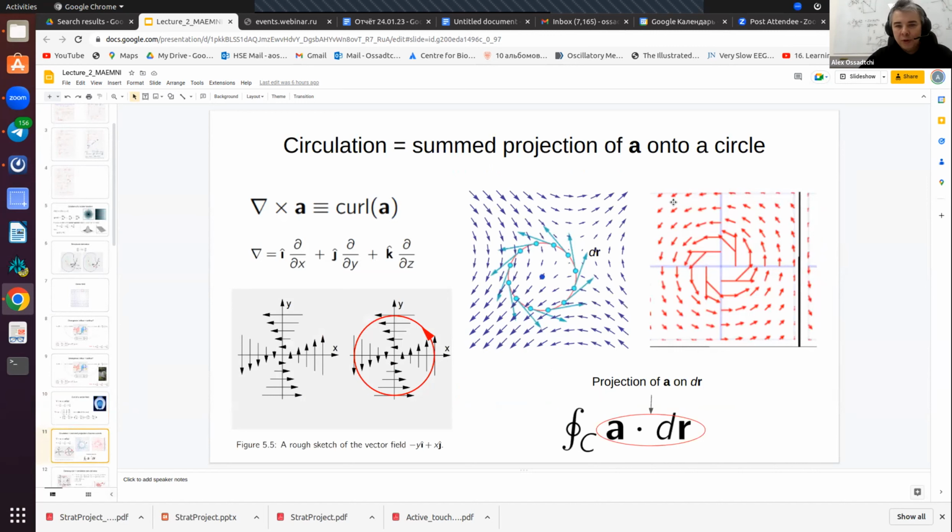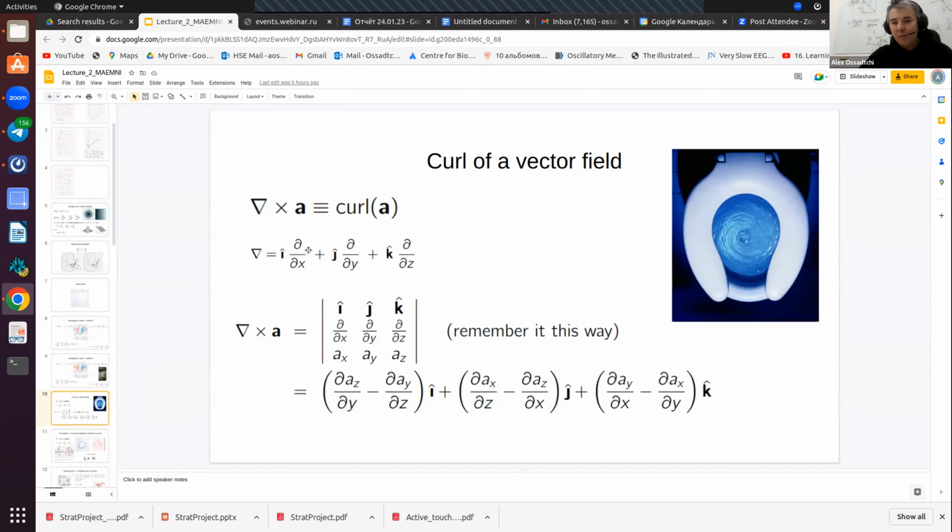The curl, from the very beginning, is given by an incomprehensible set of expressions, but let's first talk about its properties. How do we describe a rotation? Let's forget about field lines and think about some particle that is rotating.